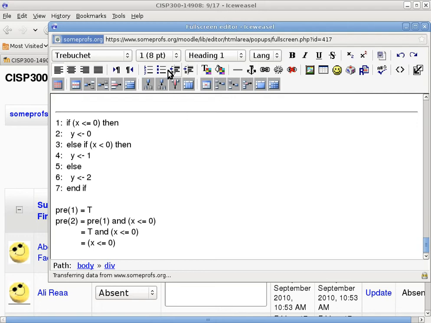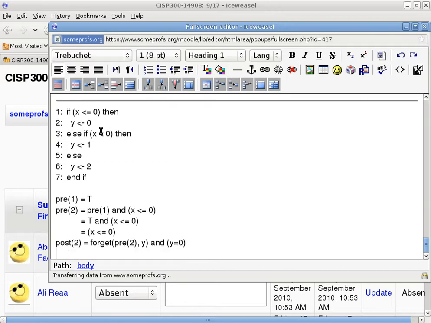To post 2. Okay, what is post 2? Post 2 is going to be using the forget operation because the right-hand side of line 2 does not refer to the left-hand side. 0 is a constant, and constants never refer to a variable. So we forget whatever is in pre-2 that mentions anything about the variable being changed on that line, which is y in this case. And after that, we know y equals 0.